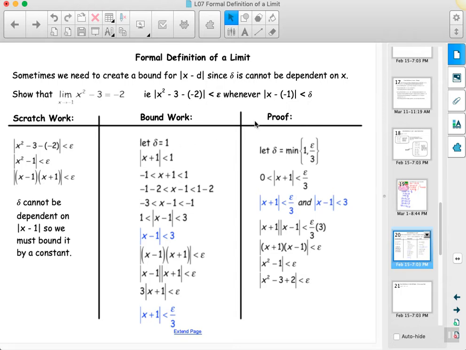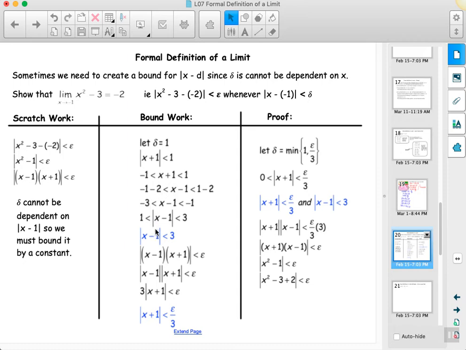And if delta is 1, the absolute value of x plus 1 is less than delta, I can now replace delta with 1. This now means that x plus 1 needs to be between negative 1 and 1. That's a property of absolute value. And then what I'm going to do is build in the middle. I want this to become x minus 1, so I'll subtract 2 from all 3 pieces. That gives me negative 3 is less than x minus 1, which is less than negative 1.